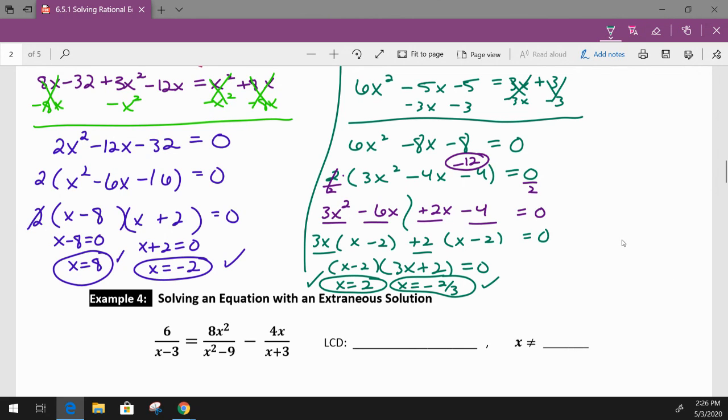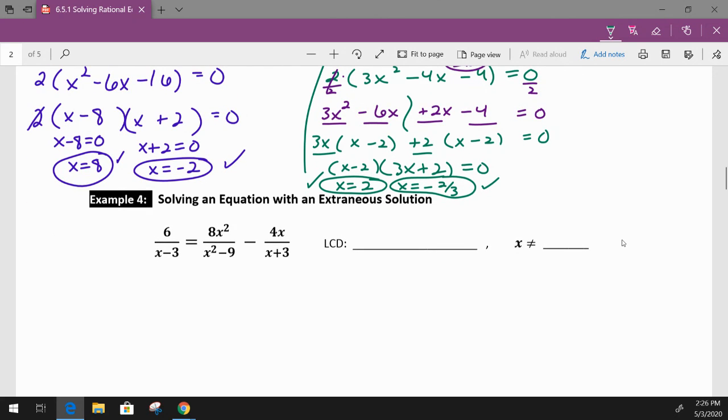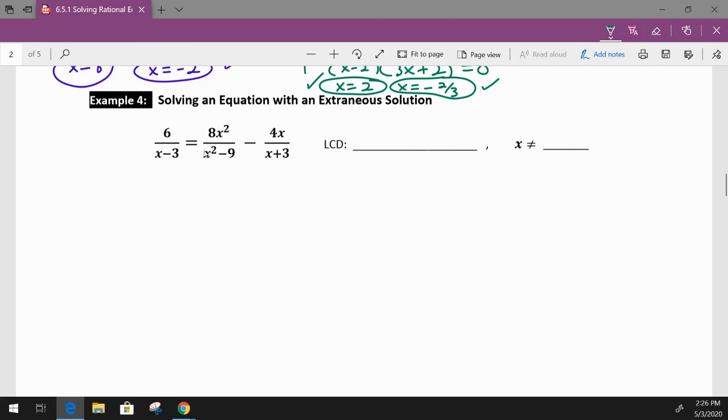Okay, one more here. I think this is our last example. It is a little bit longer because we do have a quadratic here and we have 3 terms. So you will have to factor some of your denominators. So if we factor this denominator, x squared minus 9 is a difference of squares. It can be factored into x plus 3 times x minus 3.